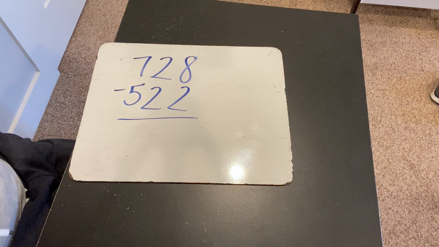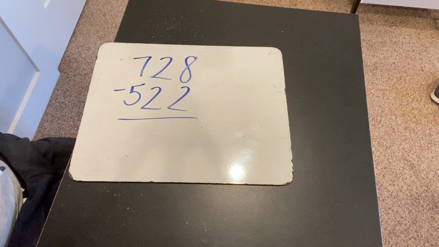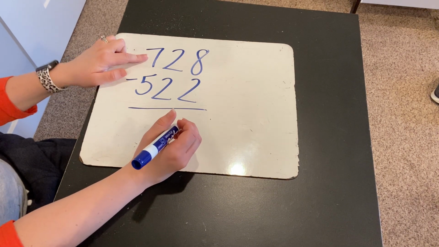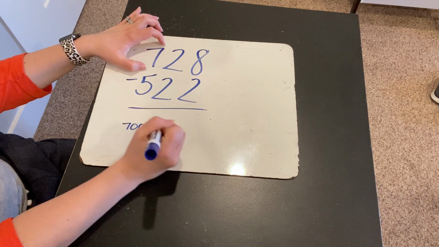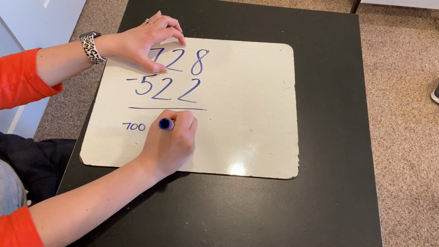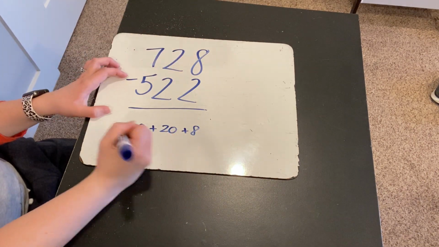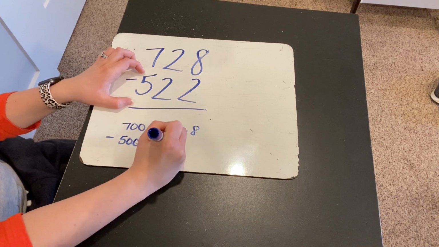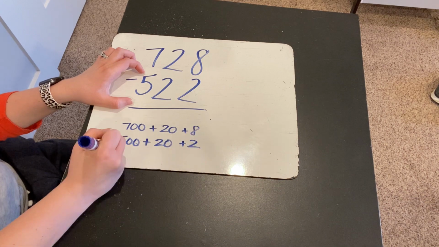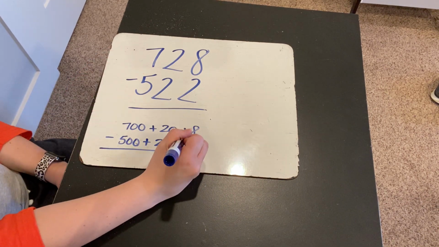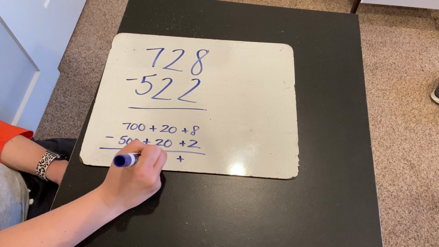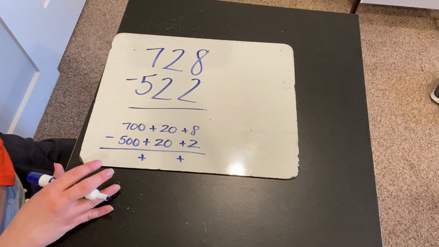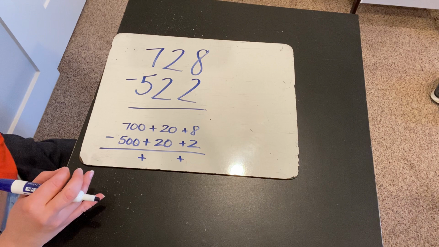Okay, I'm going to solve it using expanded form. So I've got to expand out each number. 728 is 700 plus 20 plus 8. And then we're subtracting 522, which is 500 plus 20 plus 2. Now, before we start, we're going to bring these plus signs down so that we remember to add once we have subtracted these, because it's several different steps that we've got to do to get the answer. Okay, remember we are subtracting now, not adding.